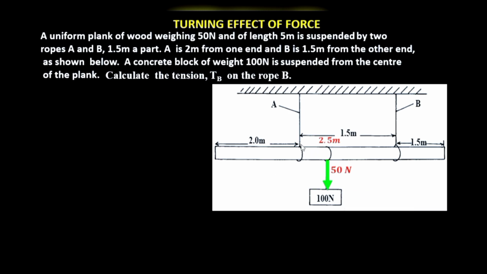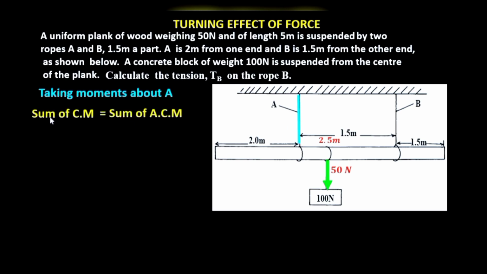Now, because we're required to get the tension on rope B, we will take moments about rope A. So we'll consider rope A as our turning point. Taking moments about A, we'll therefore apply the principle of moments, which states that at equilibrium, the sum of clockwise moments should be equal to the sum of anti-clockwise moments. That is about this point here as the turning point.